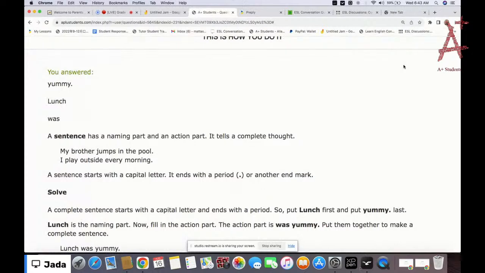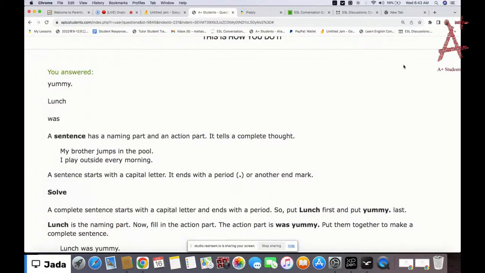So now I picked yummy lunch words. So yummy lunch words cannot form a complete thought or complete sentence, because first of all, yummy cannot be the first part of a sentence. Yummy is in small letters. And we have lunch there. Lunch is in capital letters, so lunch is the perfect answer. Okay.